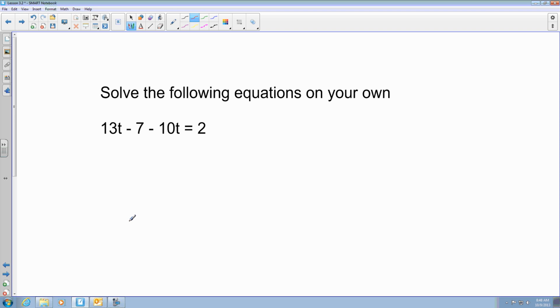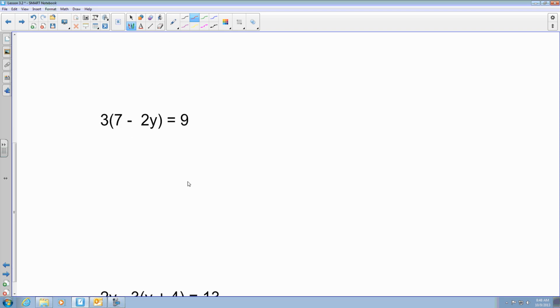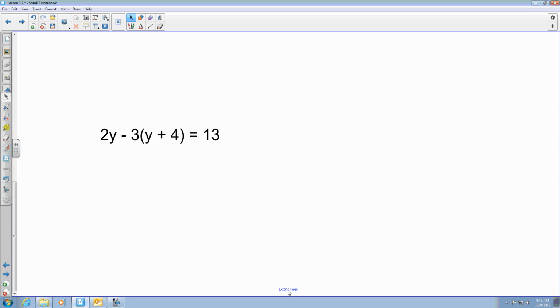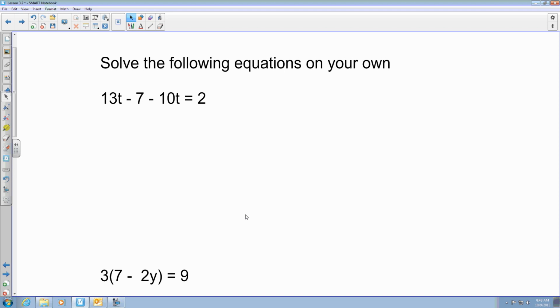So now, here's something you can try on your own. I have 13t minus 7 minus 10t equals 2. I've got 3 times the quantity of 7 minus 2y equals 9. And I have 2y minus 3 times the quantity of y plus 4 equals 13. If you wanted to pause to see if you could do it yourself, I will solve them accordingly. Hopefully you did the exact same things that I did.